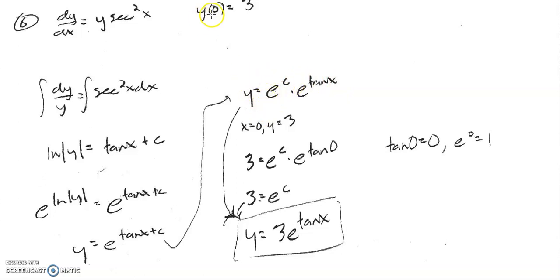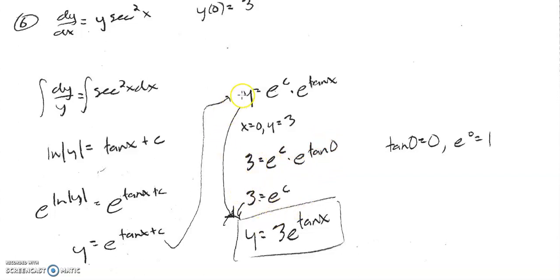That's fine. Remember, this 0 is the x value. The 3 is the y value. So I get 3 is e^C times e^(tan 0). Now, you should know that tangent, which is the slope on the unit circle, at an angle of 0, well, the slope's going to be 0. So tangent of 0 is 0, which means I have e^(tan 0), e to the 0, which is 1. So this piece is just 1, and I get e^C is 3.